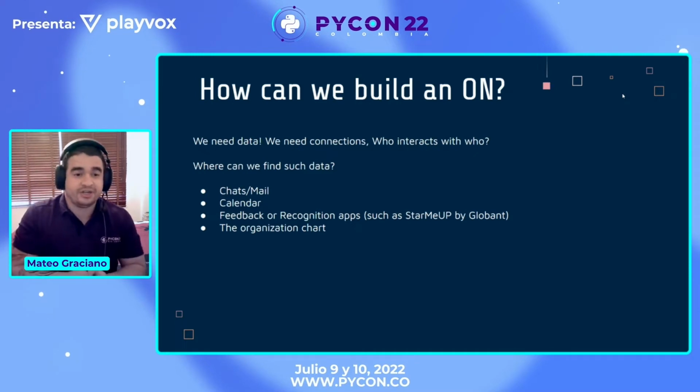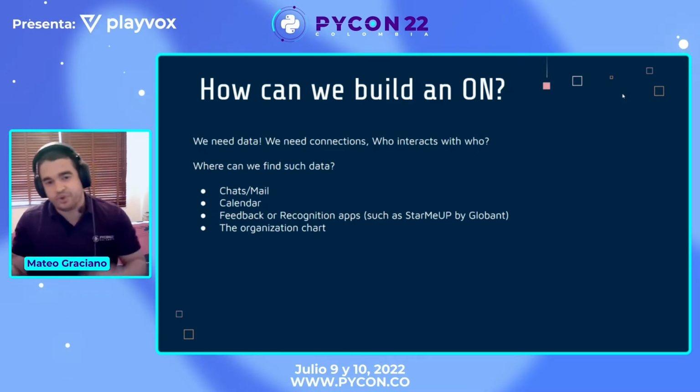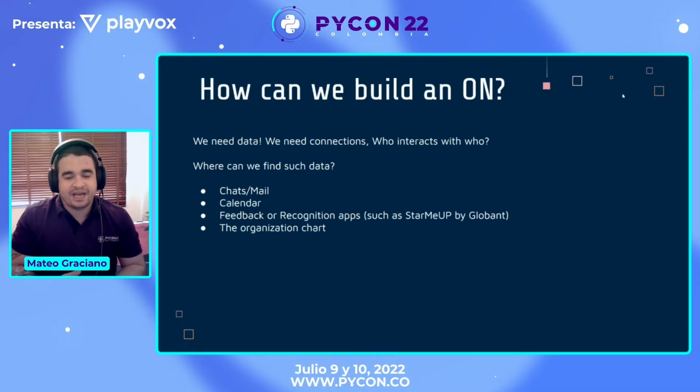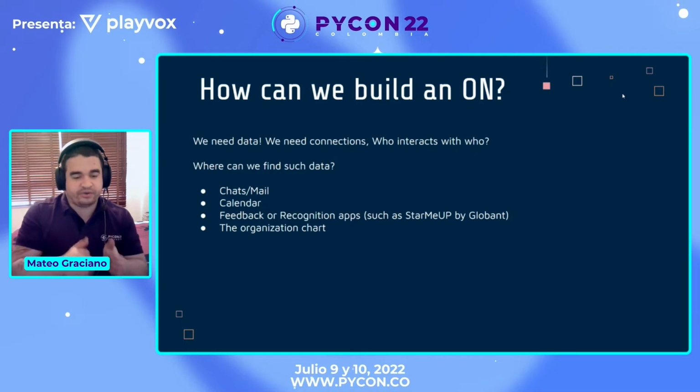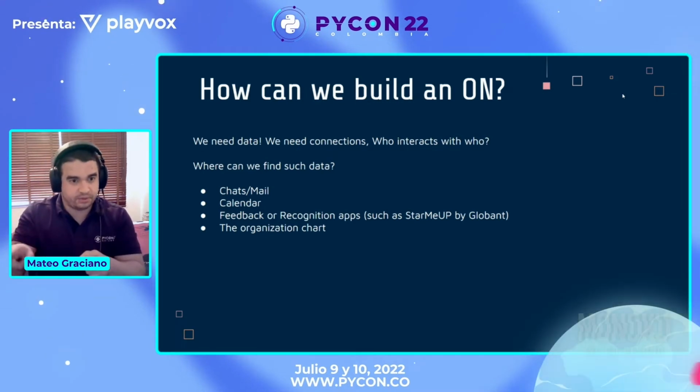There is also another source, which could be feedback or recognition apps, especially in the world of people analytics and HR. A lot of organizations are using feedback or recognition apps. One example is Start Me Up by Globant. I used to work there, so that's why I know about that. The cool thing is that when someone recognizes another person, you are creating a link. You are able to see that there is a connection between those two people.